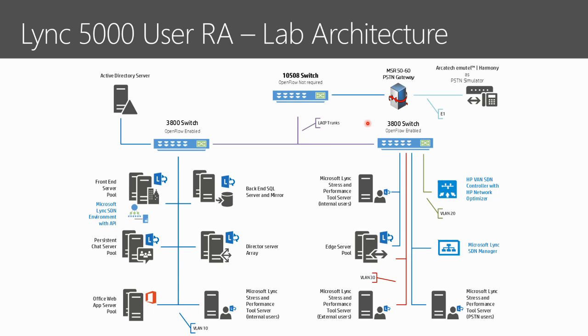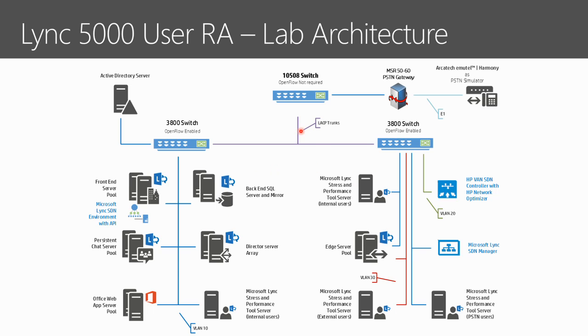So on the left-hand side, we have most of the data center-like functionality. We have the front-end server pool, which consists of 3 front ends: persistent chat, the Office web apps, and the stress and performance tool. Now this is what's simulating the UC to UC type of workload. We also have the directory server and the back-end SQL Server and mirror. This was all deployed on VLAN 10, so we were using 10 dot address spaces to make that simple.